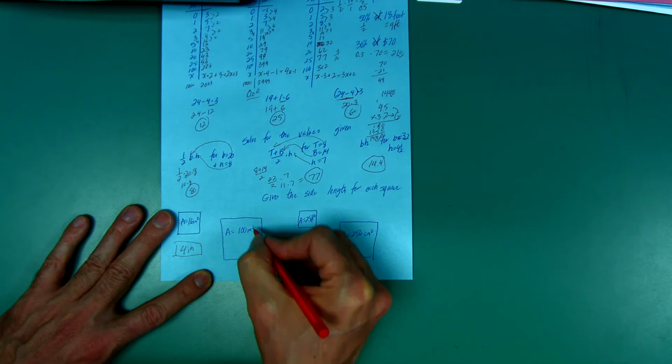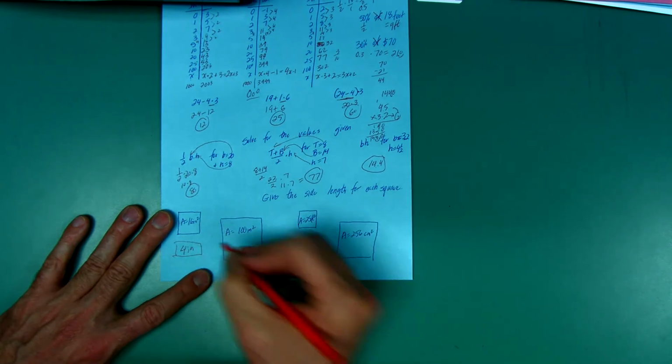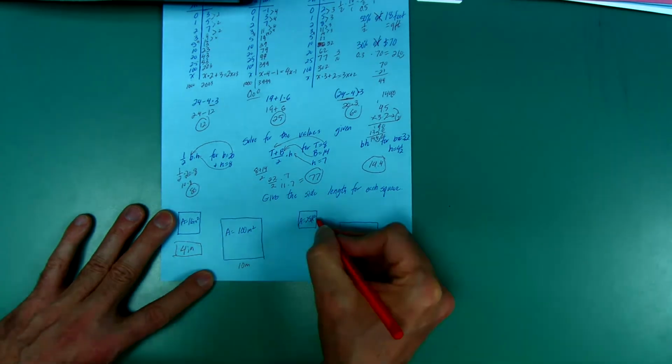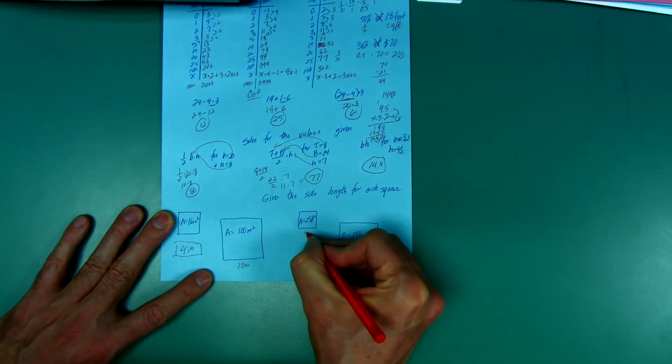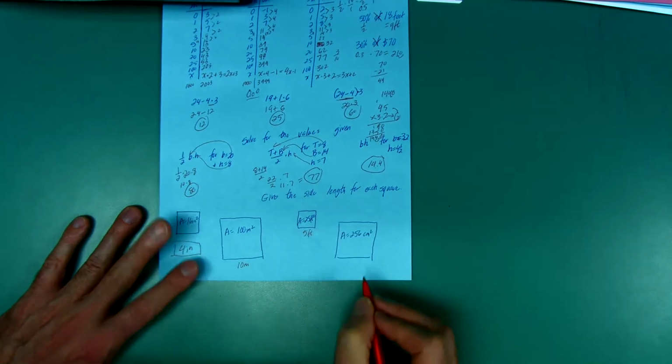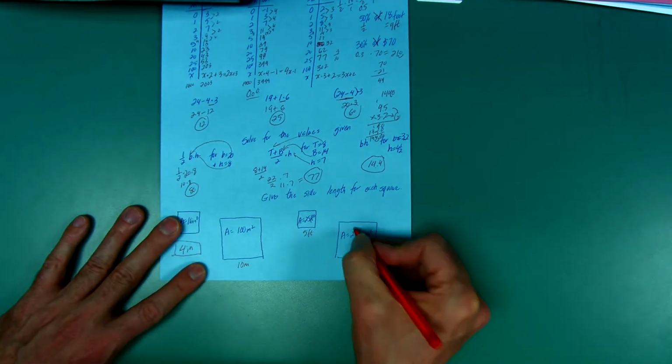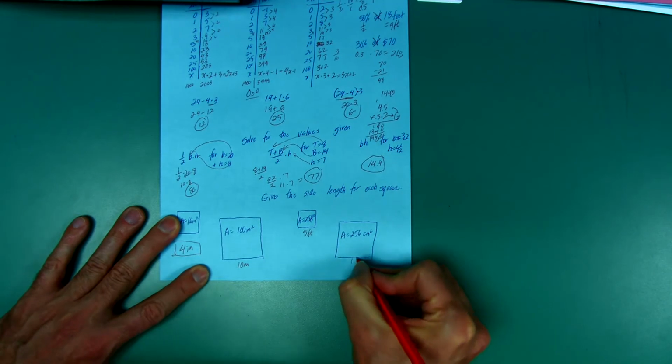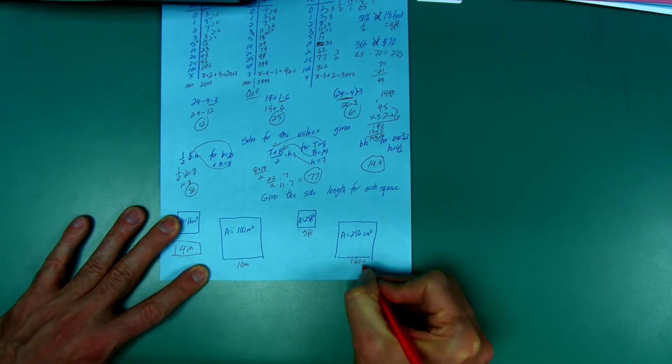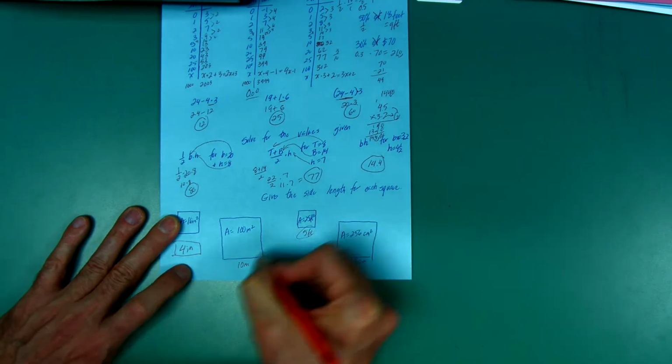It's not square. The area is square units. The length of the side is not. 25 square feet. What's the length? 5 feet. And how about this one? What number times itself equals 256? Hopefully you got that. Now, you know what you're doing here? You don't even know it.